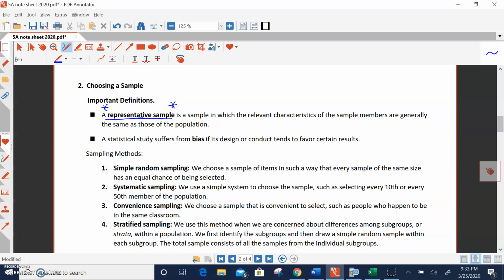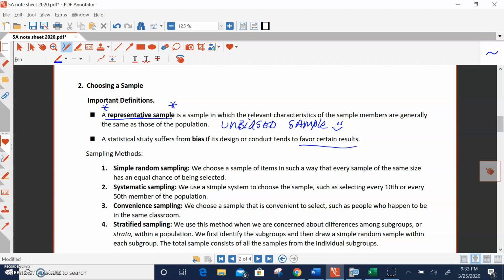Biased means you might pick certain people to favor certain results. So if something is biased, it'll favor certain results. That is not what you want. You want it to be a representative sample that's unbiased. We want an unbiased sample. If we have that, then we can trust the statistics that we find from that.